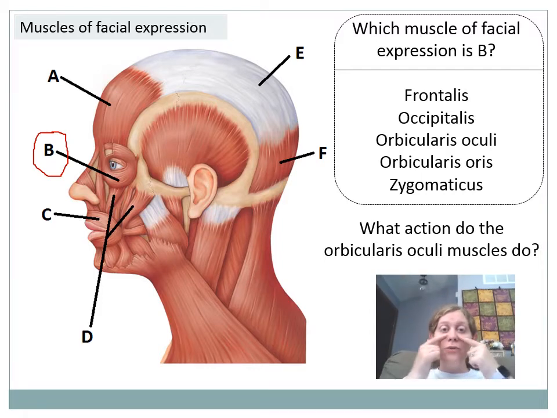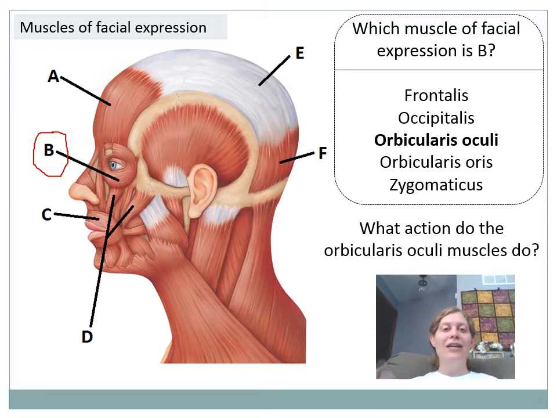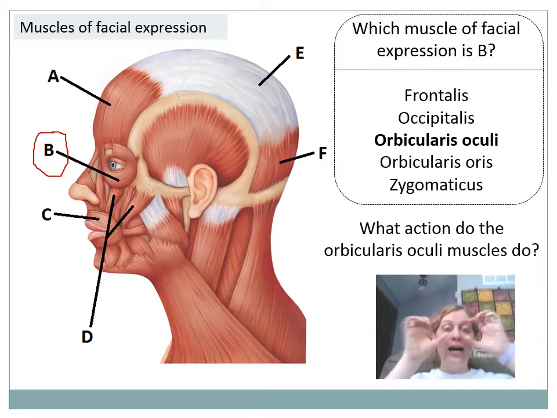Well, it's right around your eye. So if you look right around your eye here and you think of a word that sounds like eye, looking down, we are looking at our orbicularis oculi. So oculi should make you think of your eyes, right? Ocular should make you think of your eyes, like binoculars are for 2 eyes, okay? So oculi is eyes, and orbicularis is essentially a circle.